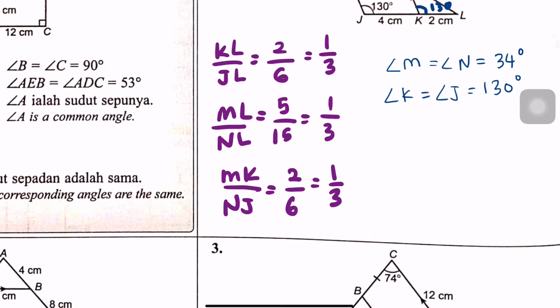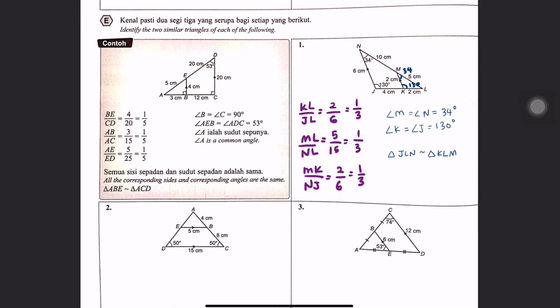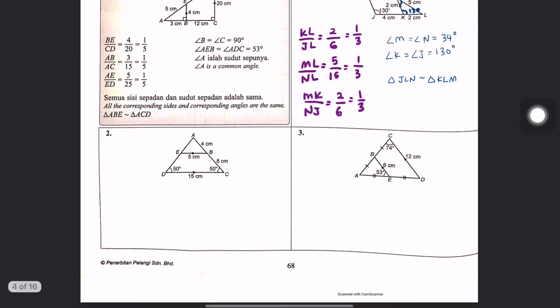We can say that triangle JLN is similar to triangle KLM. Please make sure that all the corresponding sides and angles are the same. I want you to do it yourself for number 2 and number 3.